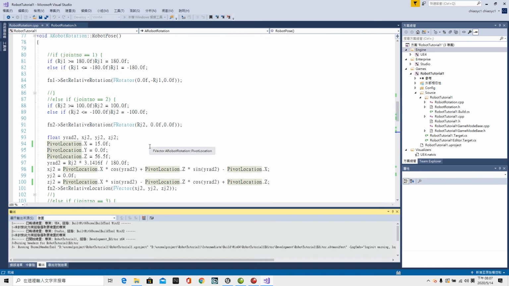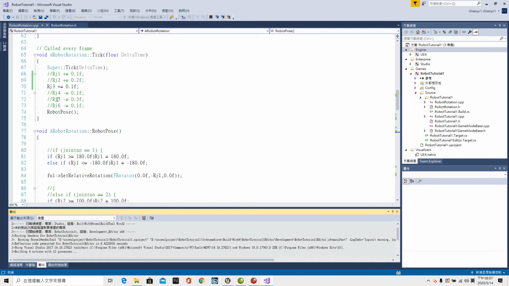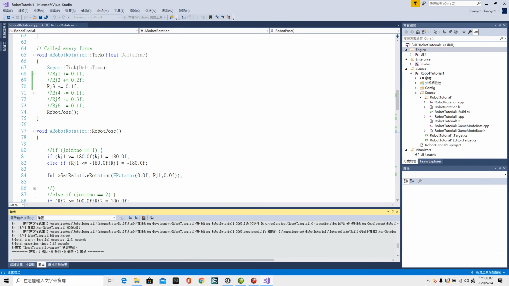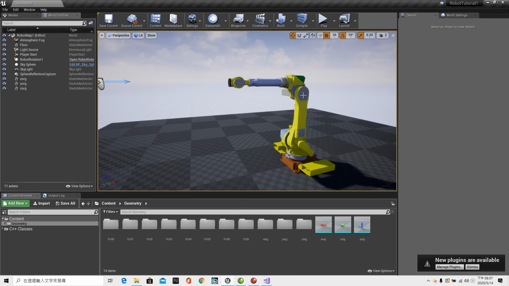Then we watch what we want to test. Is RJ3 rotating in the positive direction? Compiling success. The J3 is rotating about the pivot point around here. The positive direction is turning the rod this direction until 90 degrees. Watch whether the rotating is correct or not, and the RGB arrow, okay or not.